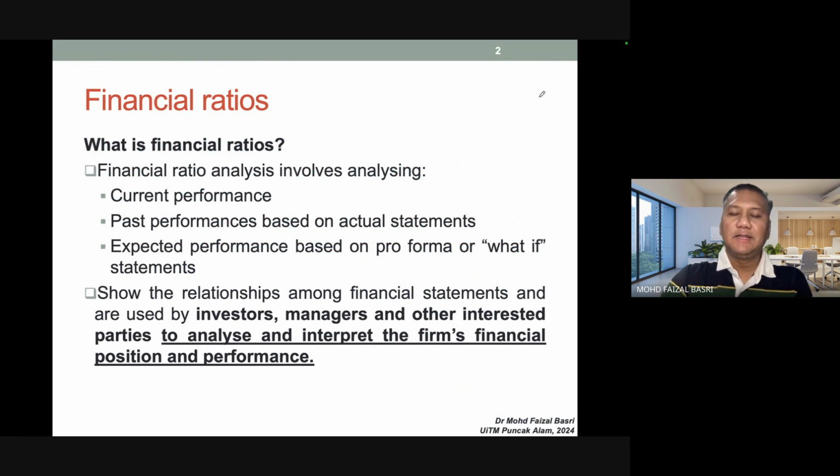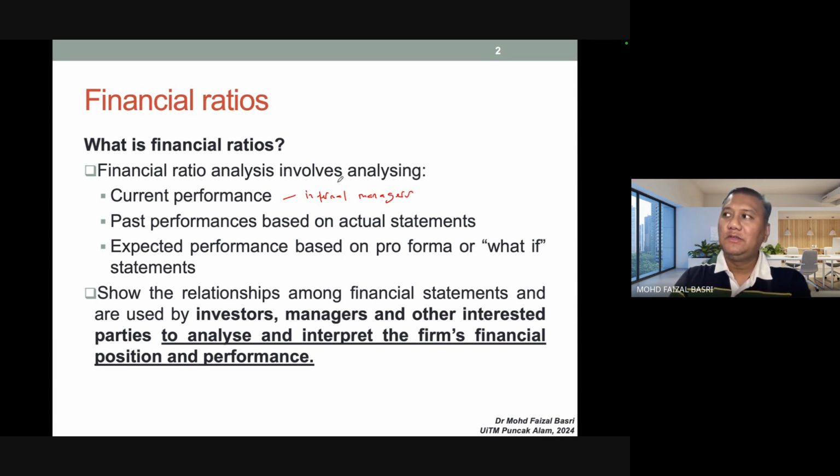So it involves analyzing current performance. Okay, but current performance is usually used by the internal managers only, because like I said, the raw data for financial ratios comes in the form of financial statements. Okay, and for the public, the financial statements are usually released or accessible based on historical or past data, not the current performance.